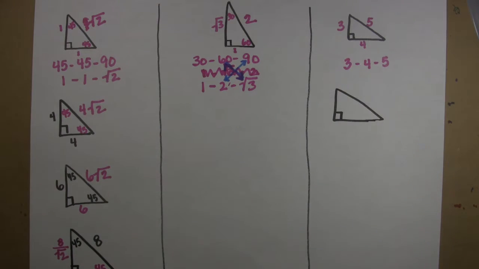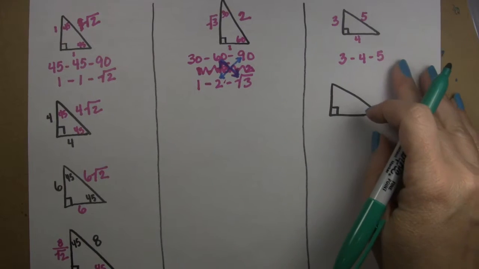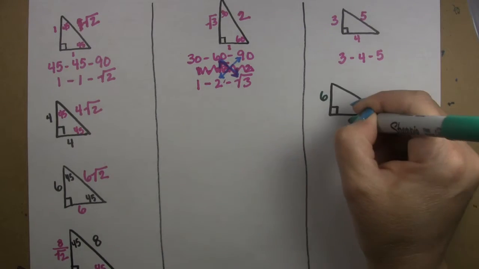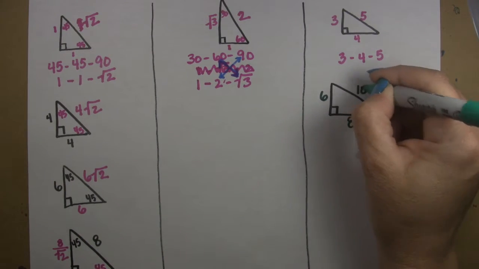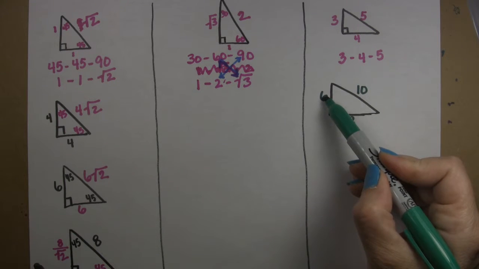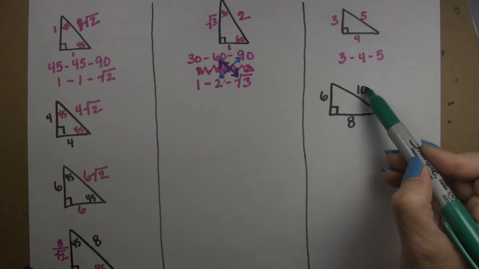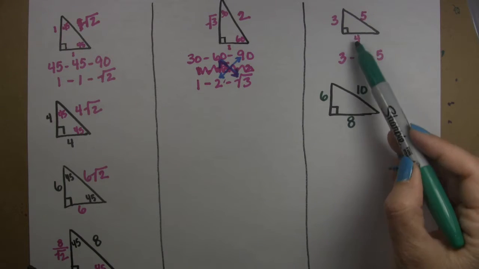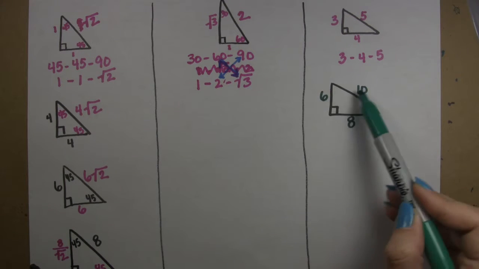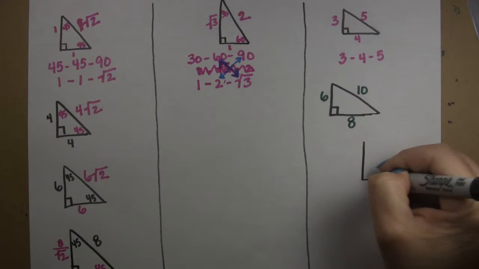What makes a 3, 4, 5 triangle tricky is that they usually do not have the leg measurements in terms of 3, 4, and 5. So for instance, this is also a 3, 4, 5 triangle because this is 3 times 2, 4 times 2, 5 times 2. So I've just taken my 3, 4, 5 ratio and I've multiplied everything by 2.